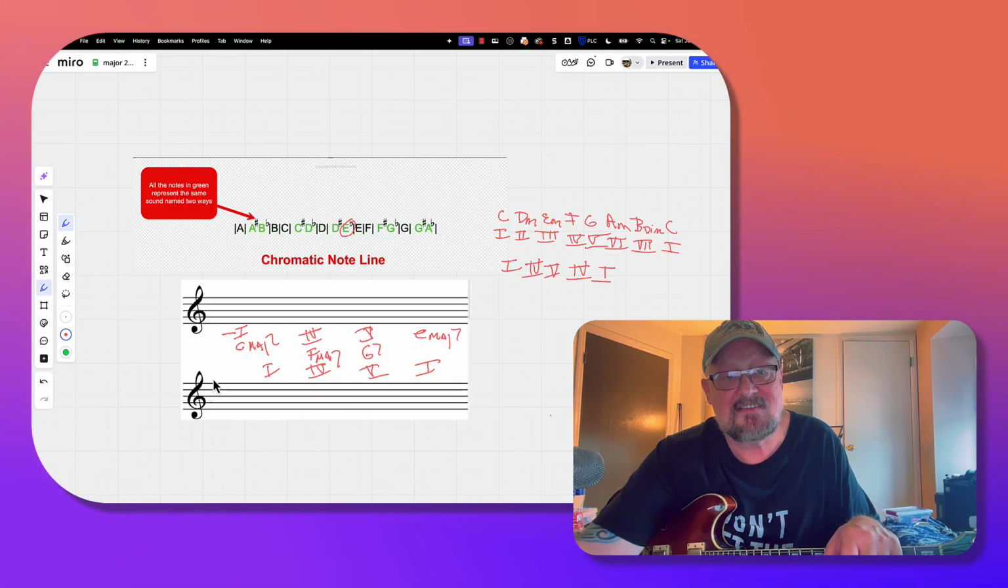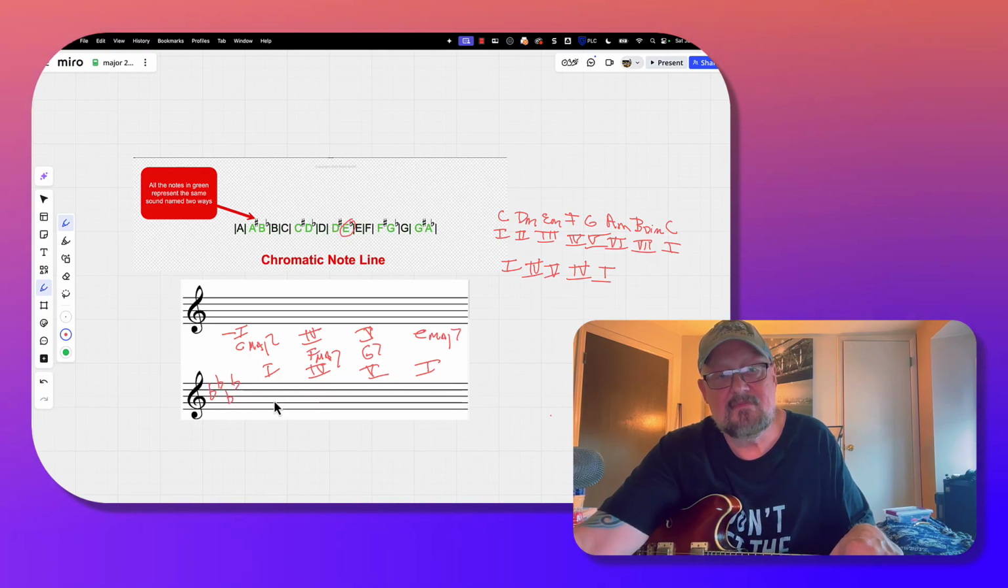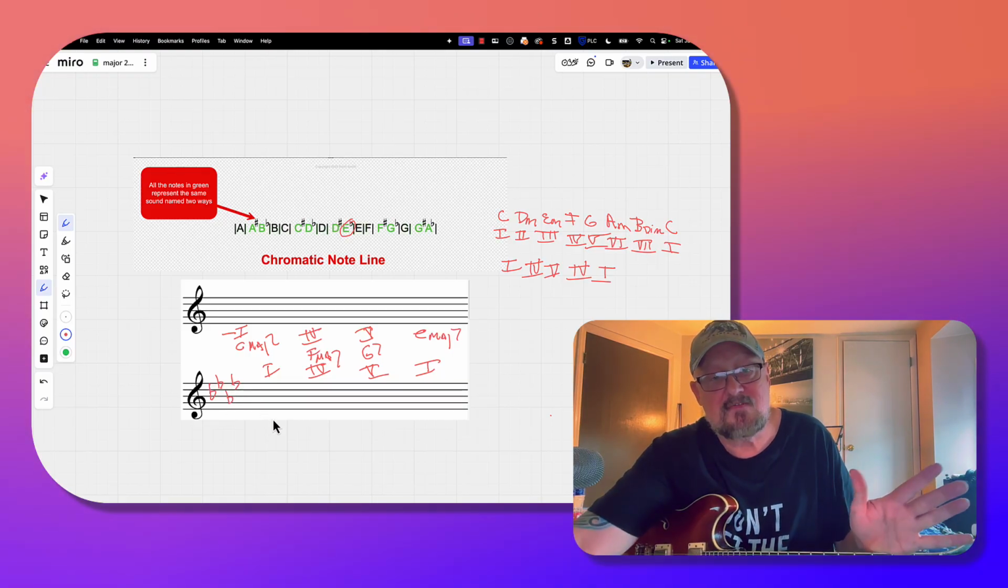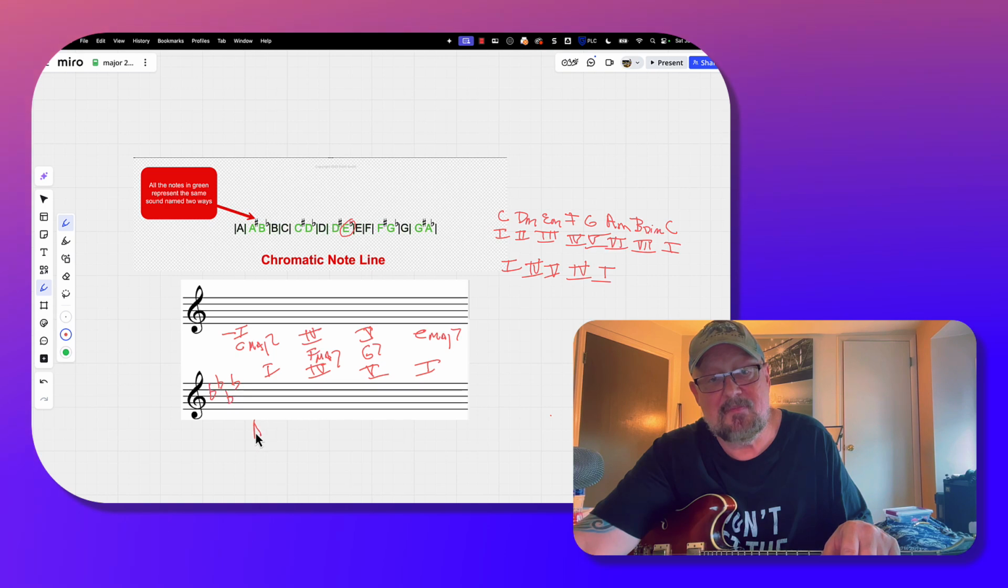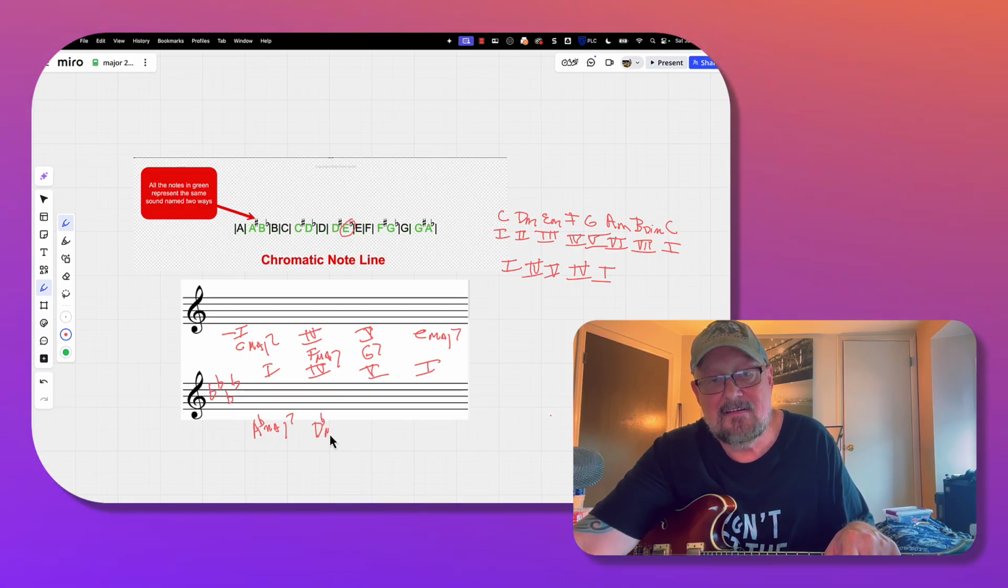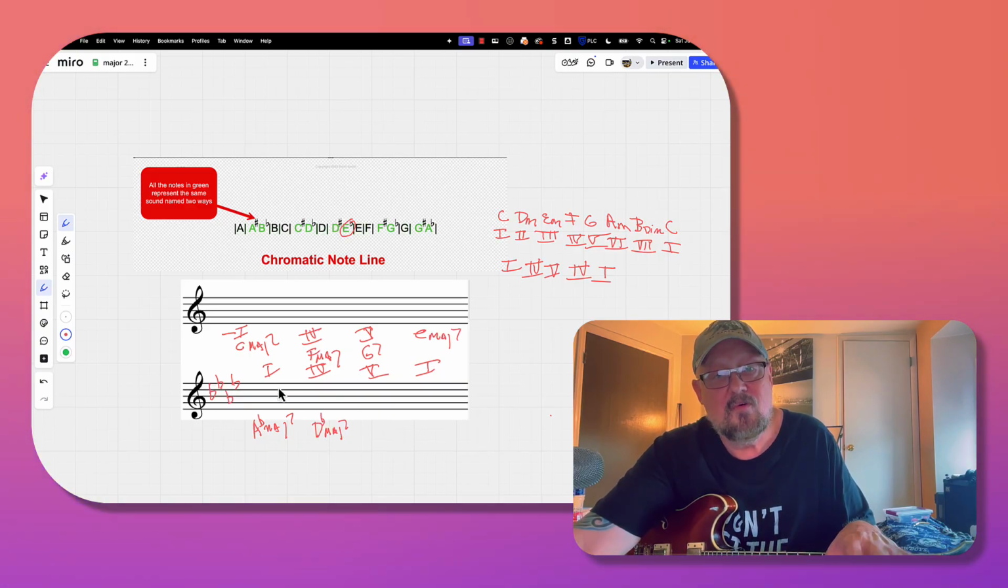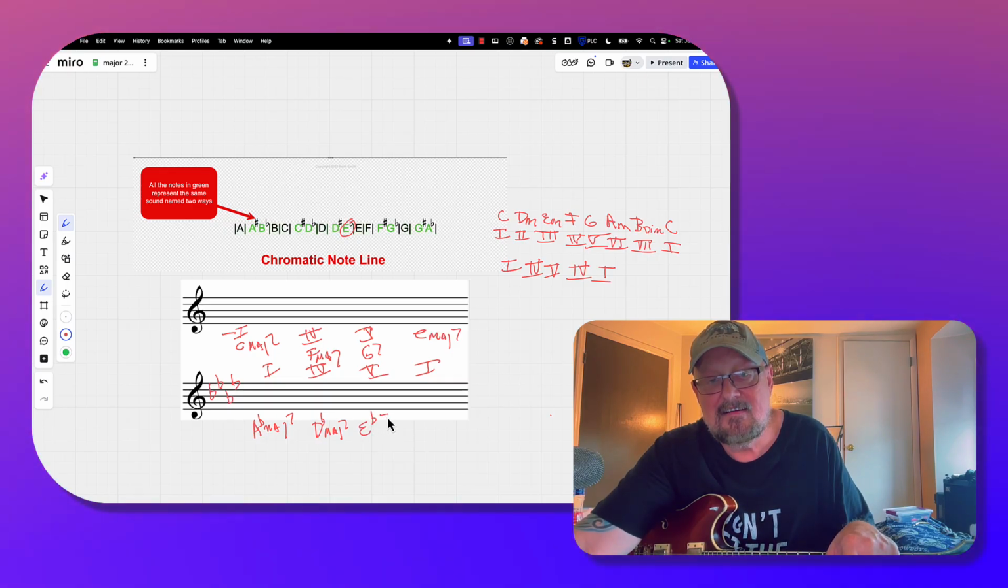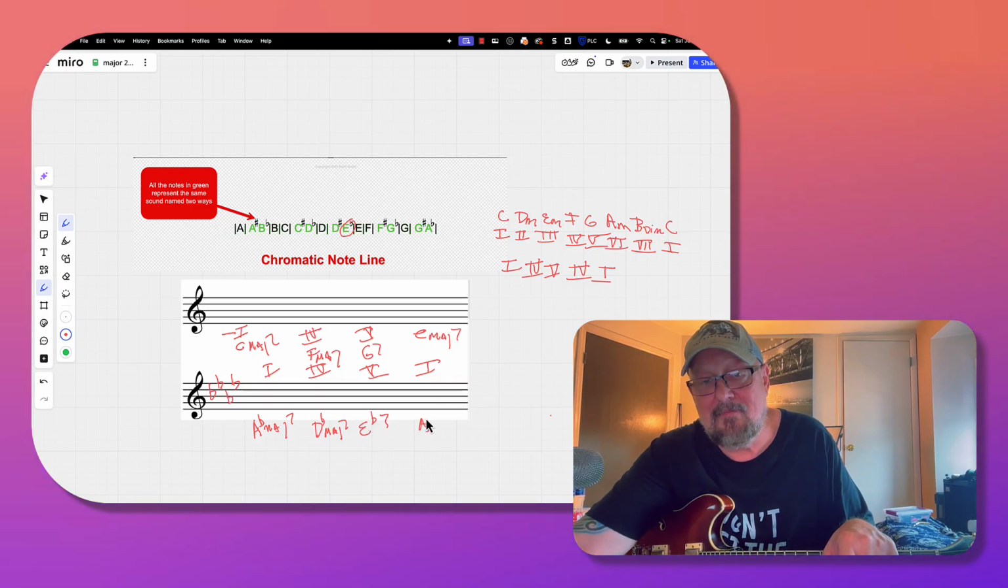Okay, what if we wanted that, let's do A flat. So how many flats are there in A flat? Well, B, E, A, D. Okay, we got 4 flats. Well, what's the 1 in A flat? Well, it's going to be A flat major 7. Then we went to the 4 chord. What's the 4 chord? D flat major 7. What's the 5 chord? E flat 7. And then we're back to 1, A flat major 7.